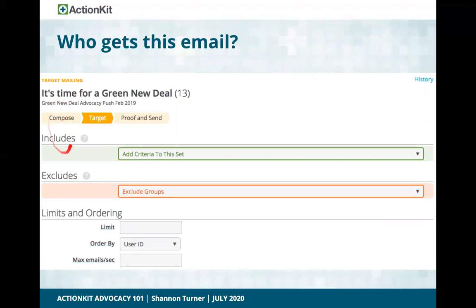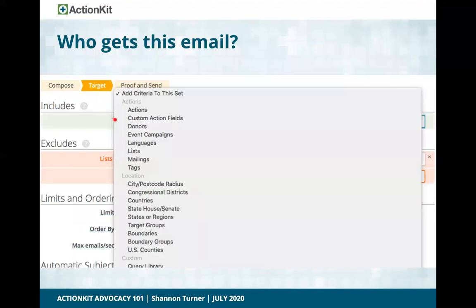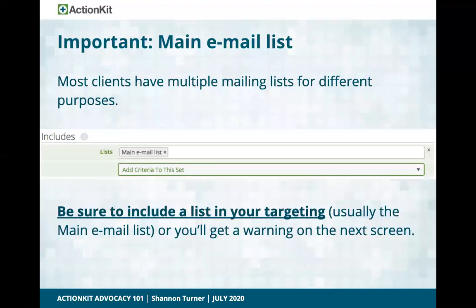Next, we're going to move off of the compose screen and onto the targeting screen. This is where we get to choose who receives this email. And I want to mention that if we click add criteria to the set, we have such a big drop-down menu. There are so many options that it doesn't even fit on this big screenshot. So let's narrow in and see just a couple of the main options that you have.